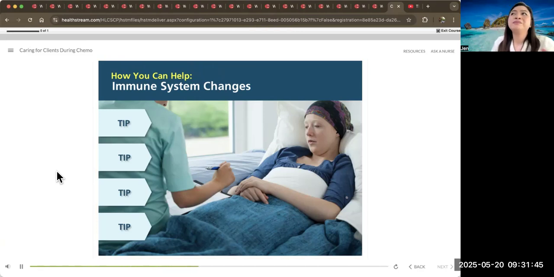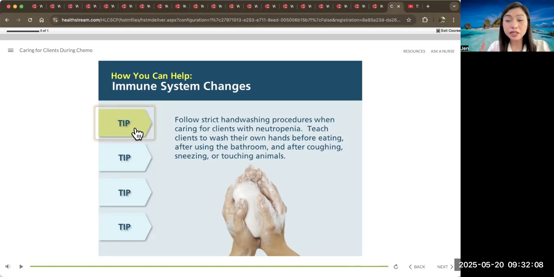So what we do is that we administer a medication called filgrastim. This medication increases the level of neutrophils, or the white blood cell count of the patient, and it's given subcutaneously, and it literally works wonders. So the following day, the patient already has an increased neutrophil count. So follow your hand washing procedures when caring for clients with neutropenia.